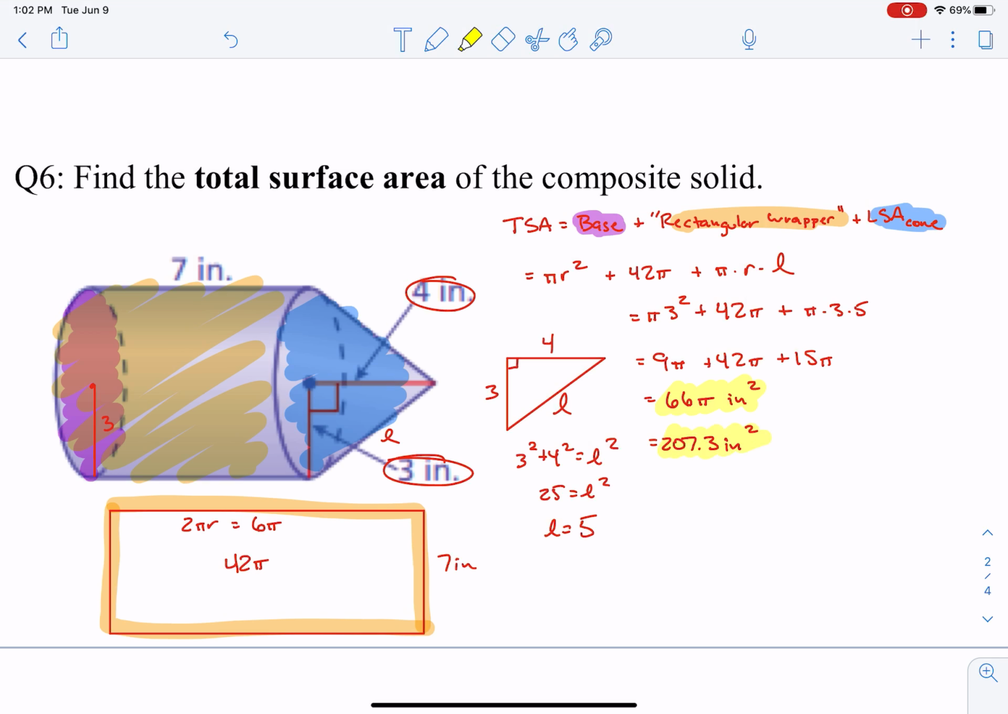But that's how you find the total surface area of this particular composite solid. The point being is that you have to be very careful about what parts you choose and what parts you exclude when coming up with total surface area. It's a lot more difficult than volume. Hope this helped.